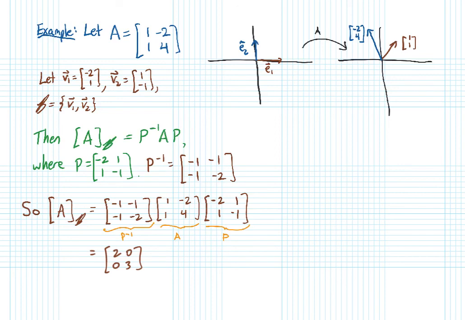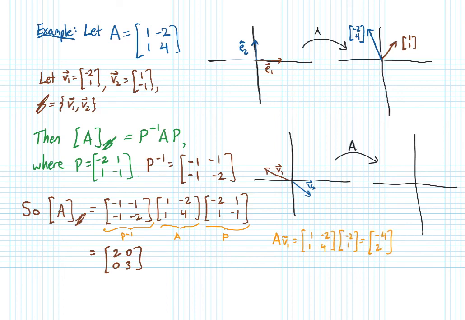So basically the idea is that instead of looking at the vectors e1 and e2 and seeing where they end up, we're looking at the vectors v1 and v2 and seeing where they end up when you multiply by A. And when you multiply A times v1, what you get is (-4, 2), which is actually 2 times v1. And when you multiply A times v2, you get (3, -3), which is 3 times v2.